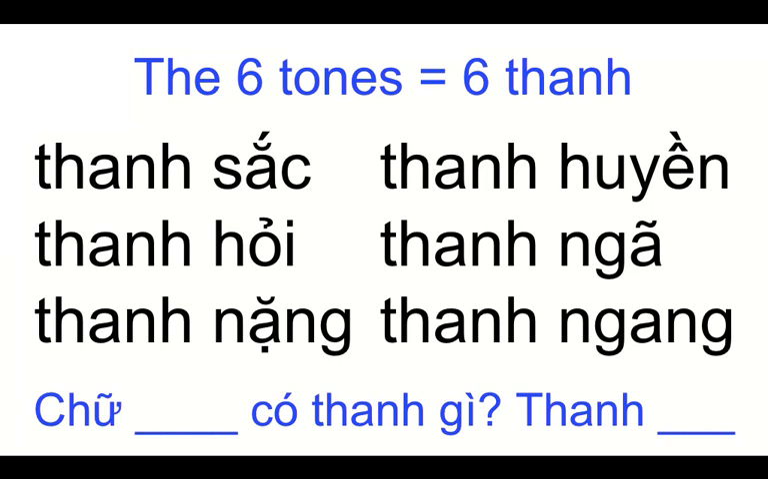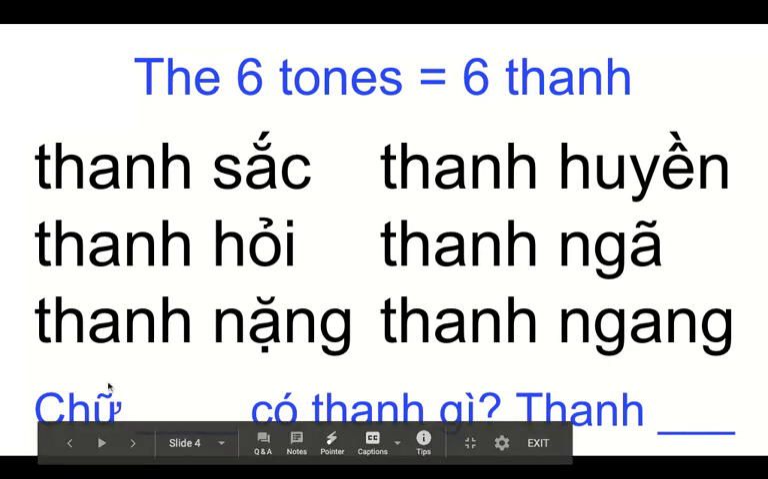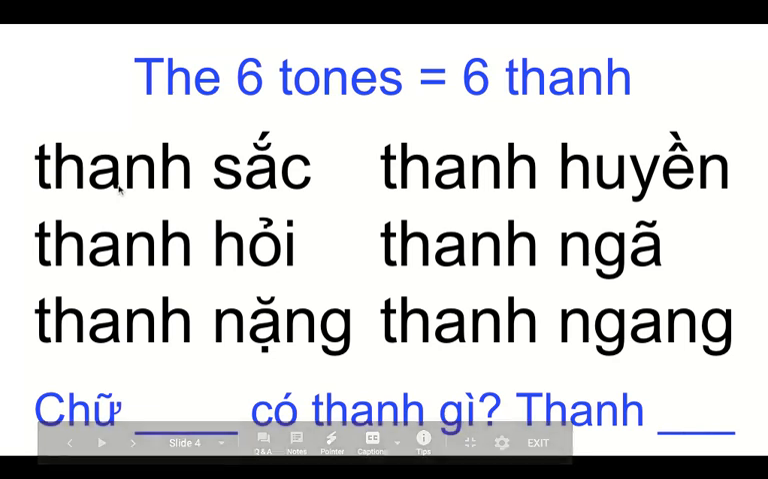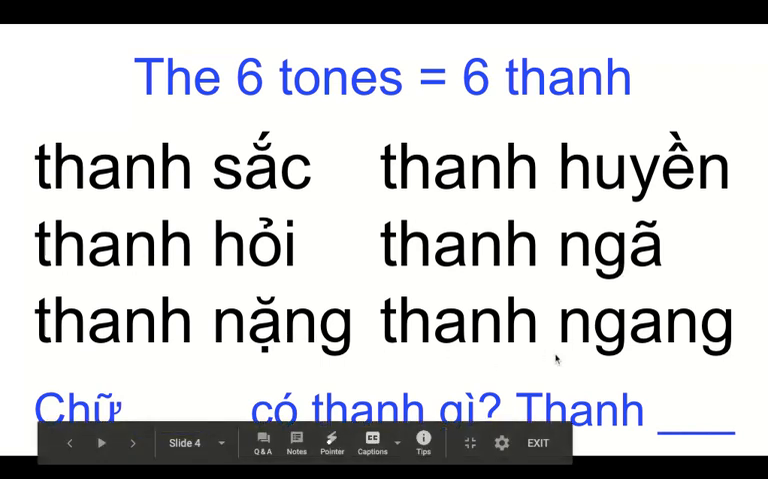So in Vietnamese, we have 6 tones. The names of the tones are thanh sắc, thanh huyền, thanh hỏi, thanh ngã, thanh nặng, thanh ngang. So again, thanh sắc, thanh huyền, thanh hỏi, thanh ngã, thanh nặng, thanh ngang.